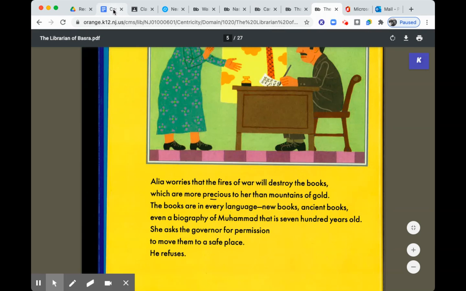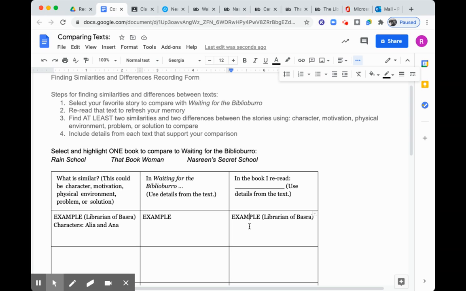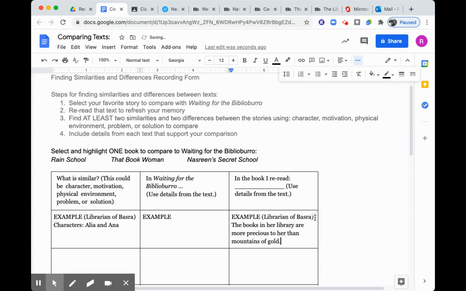All right, so that is a great line that I'm going to put in my graphic organizer for something that's similar because Anna loves books too, and she thinks they are so important. And we're going to get to the detail from the text in a moment. So, the books in her library are more precious to her than mountains of gold. Okay. So that's something that the characters have in common. And Anna also feels that the books are so important to her.